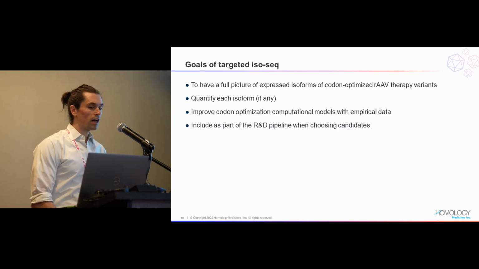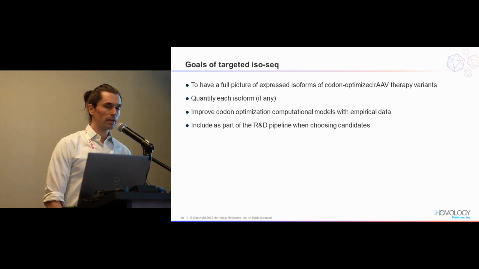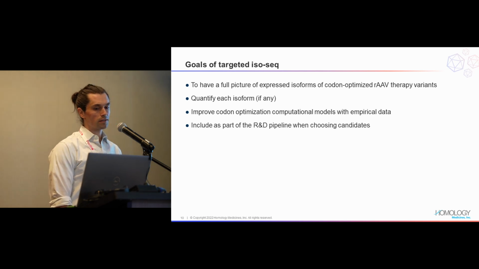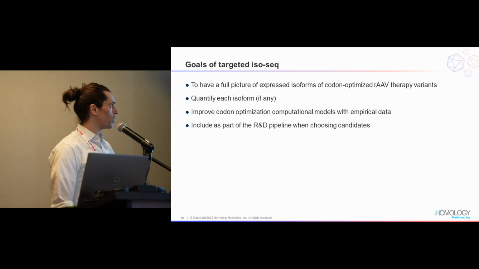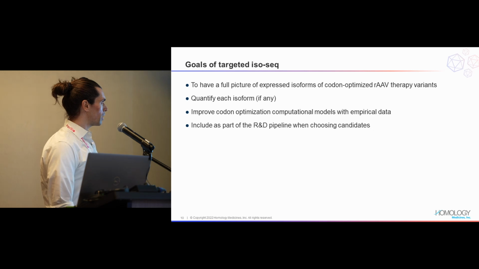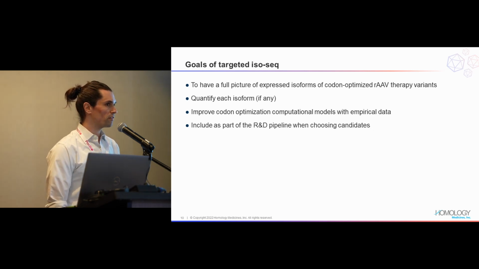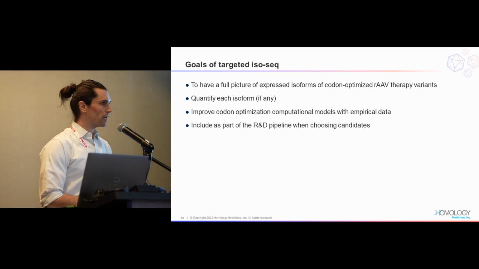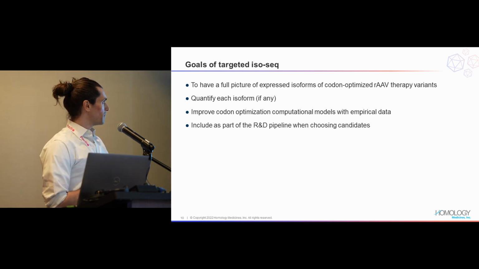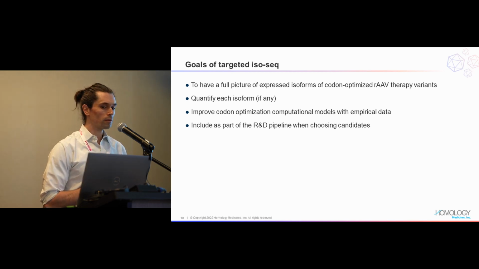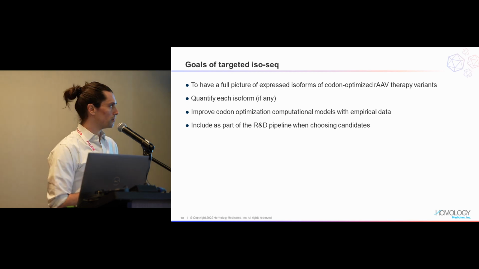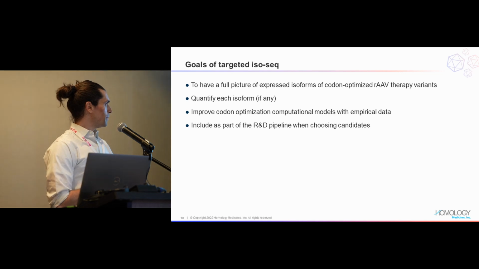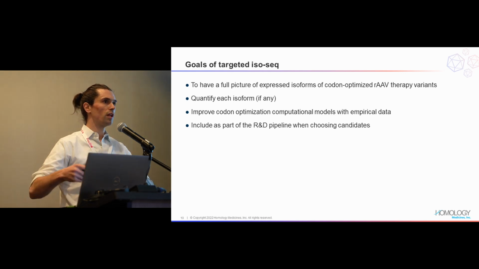And so for us, I just want to go over some of the goals that we had for our in-house targeted Iso-Seq: to have a full picture of our codon optimized isoforms for our recombinant AAV therapeutic variants, to be able to quantify each of these isoforms, if there are any, to improve our codon optimization computational models with some empirical data, and I'll show a little bit about that, and then to include this as a part of the R&D pipeline when we're choosing candidates to further develop.